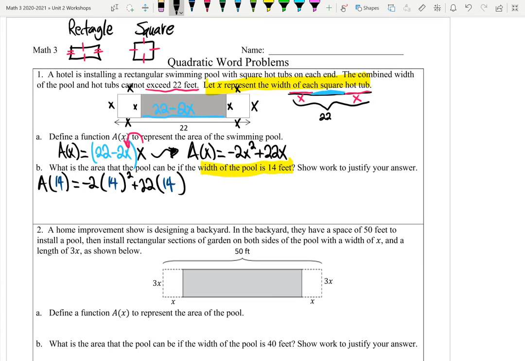A of 14 is going to be equal to 14 squared. To do that, I'm going to break it up: 10 plus 4 times 10 plus 4. Now I'm just going to multiply it. 10 times 10 is 100. 10 times 4 is 40. 4 times 10 is another 40. And then 4 times 4 is 16. So this is going to be 196.